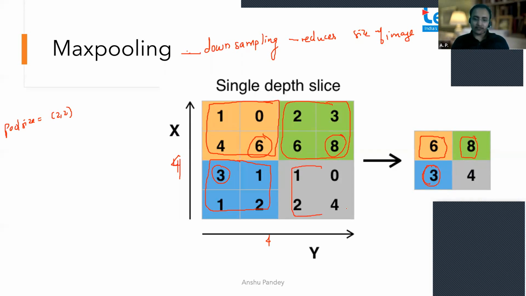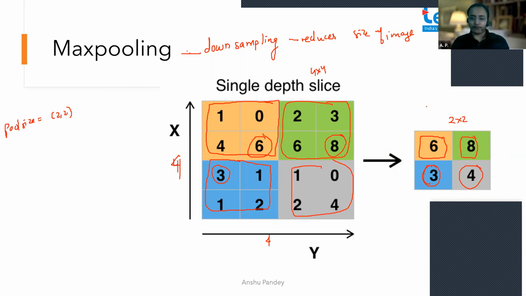In this 2x2 window, the maximum value is 4. So we'll represent this 2x2 window with a single value, 4. This is what we call max pooling. You might ask why we call it down sampling. As you can see, the shape of the image has been reduced from 4x4 to 2x2. We call it down sampling.